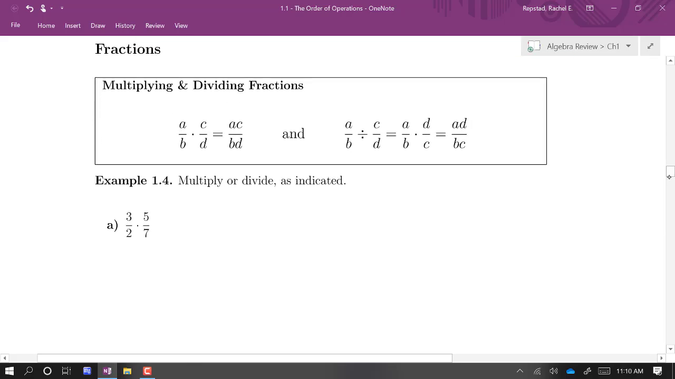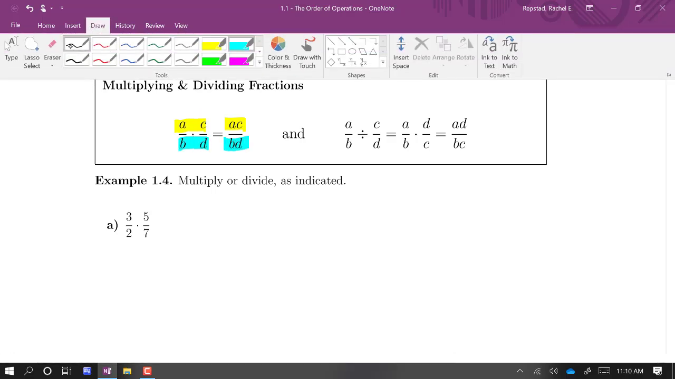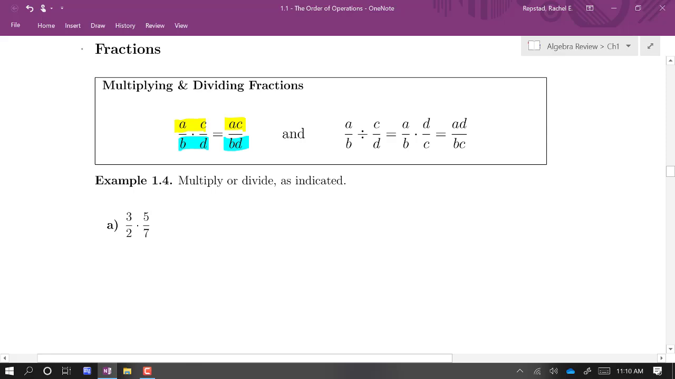All right, working with some fractions. Multiplying and dividing fractions is fairly straightforward. When you're multiplying fractions, all you're going to do is multiply the tops and put it on top. And then you multiply the two numbers on the bottom and put them on the bottom. You always want to do any reducing that you can, like canceling common factors.